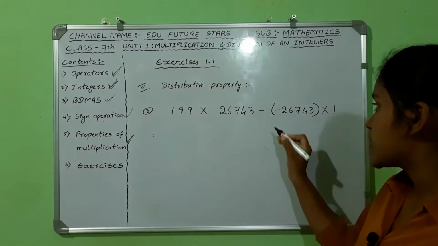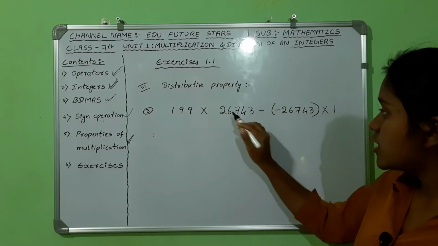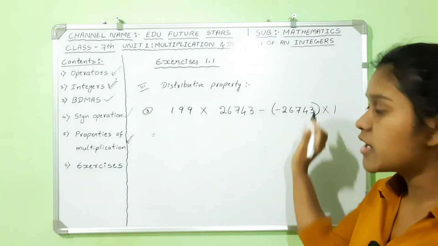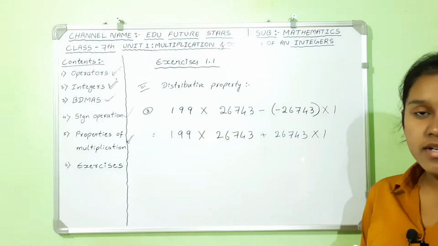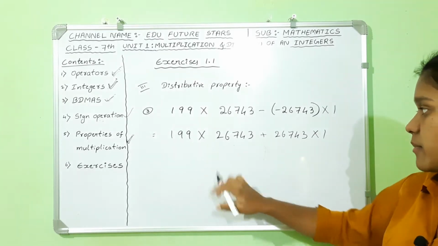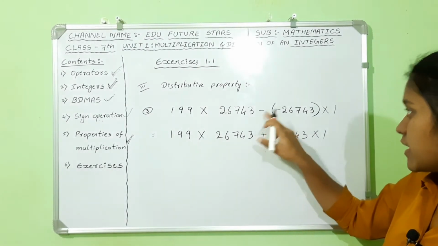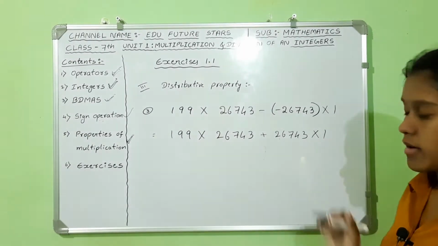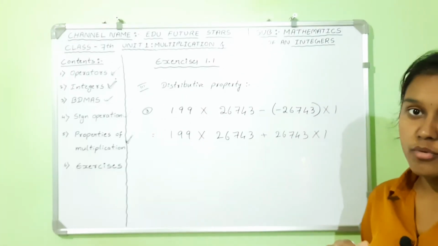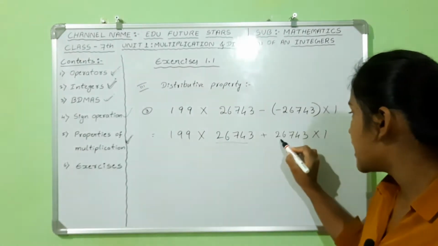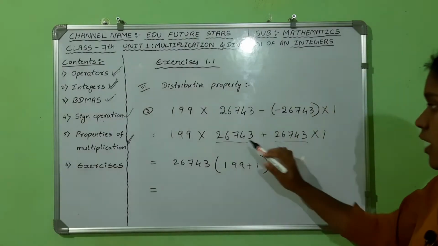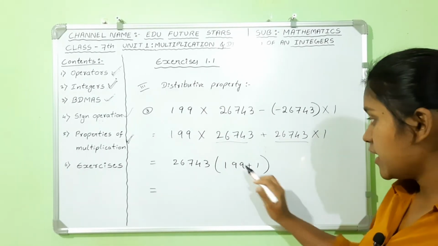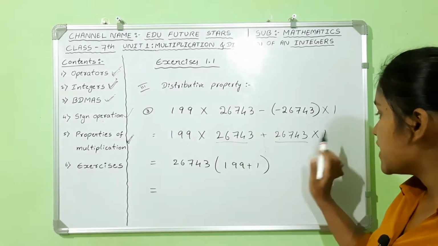Now let's do this one. Here we have a negative value, here we have a positive value, right? So let me remove this bracket first. That is our first job. Observe the next step. 199 is multiplied with 26743. Minus into minus becomes positive. Again 26743 into 1. Now this is in the format of the distributive property, right? Now let's take out the common thing. So I take out the common thing: 26743 in bracket 199 plus 1.